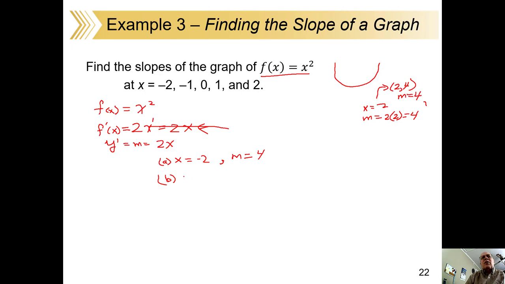We're not satisfied with that. What about where x equals 1? What's the slope? Put the 1 in here. 2 times 1 is 2. Our slope for x equals 1 is a 2.